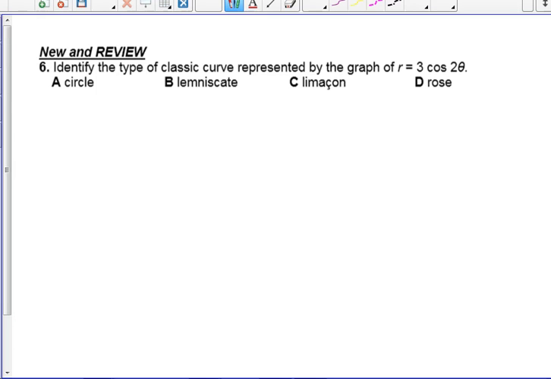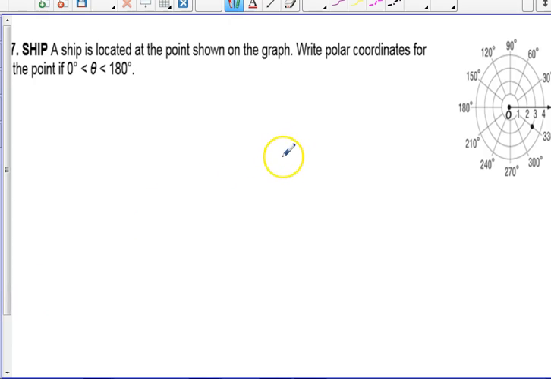Okay, this is the next one. Are we already to 6? We're almost done. Okay, number 6. This is the graph we just did. So what did we get? A rose. That was easy. Number 7 is a little bit tricky.